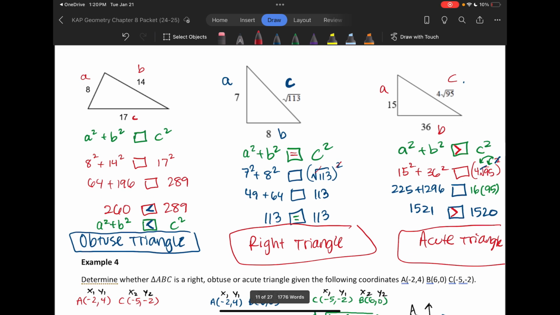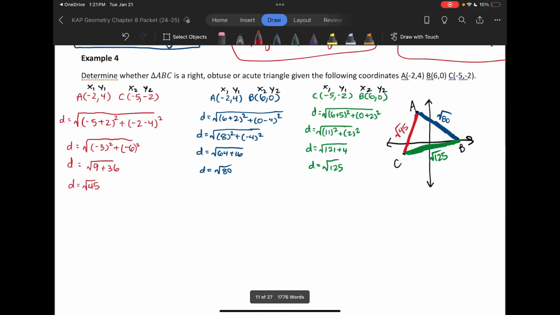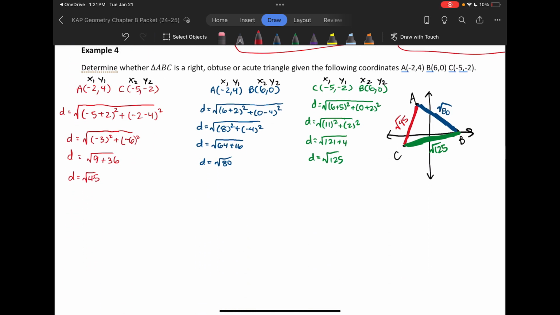We'll finish up here by looking at a similar question just on a coordinate plane, right? I went ahead and took the liberty of actually graphing these out for you. It says determine whether triangle ABC is a right, obtuse, or acute triangle given the following coordinates. And they give you the coordinates of A, B, and C. I just did a rough sketch of a graph.